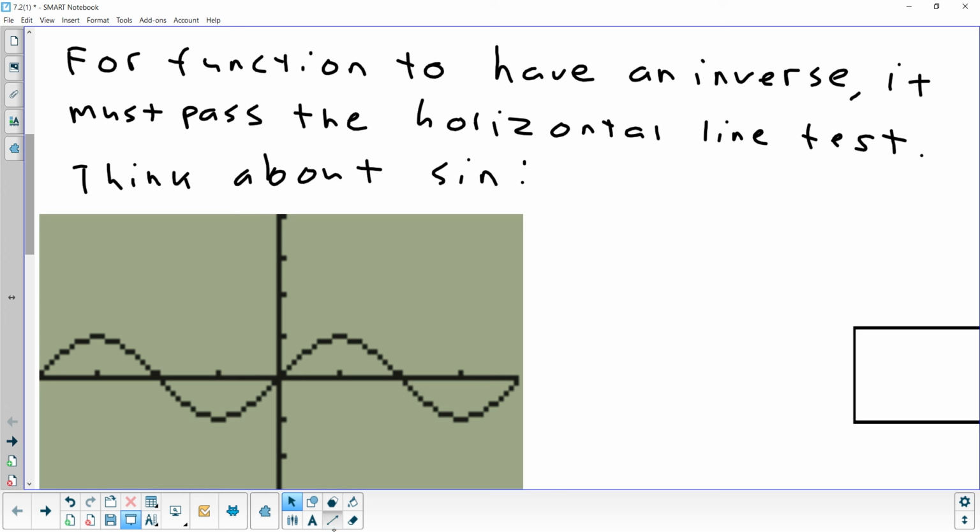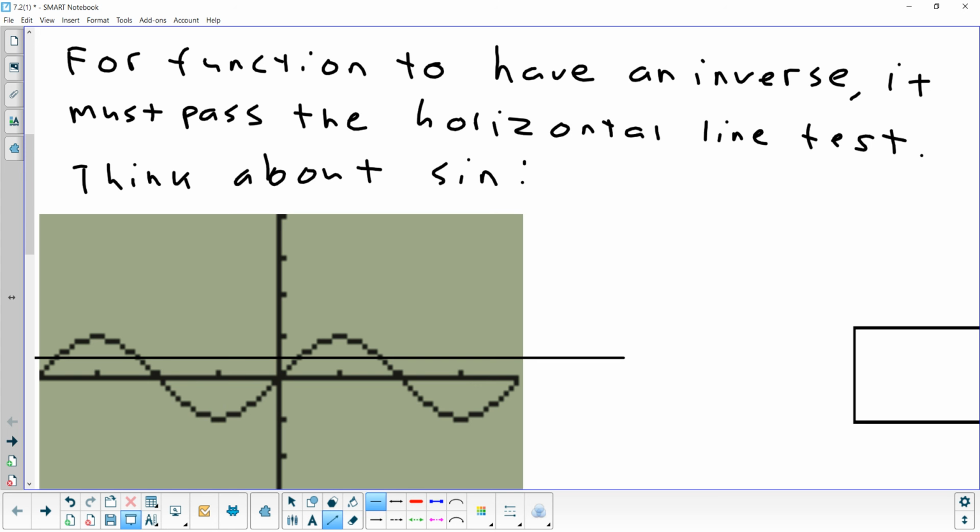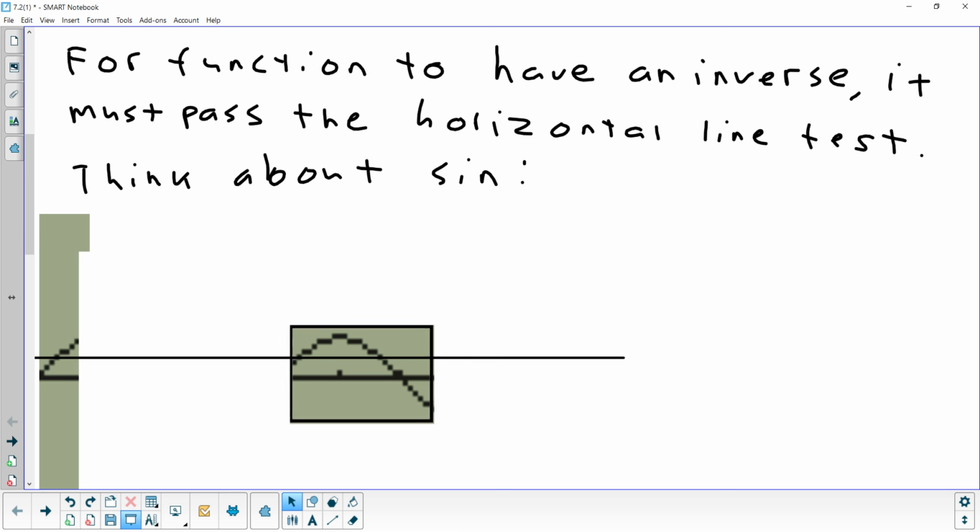Well, maybe the entire graph fails the test, but maybe we can find a section that passes it. Like we can just zoom in on a small area and use that to find the inverse. Okay? And that's what we're going to do. Let's take this, and let's just look at that window right about there. If I focus on that section, does that section of the sine graph pass the horizontal line test? No, I still haven't found a window that works.